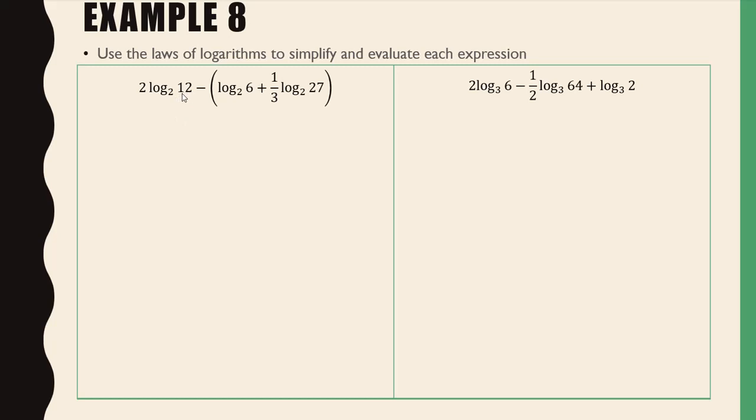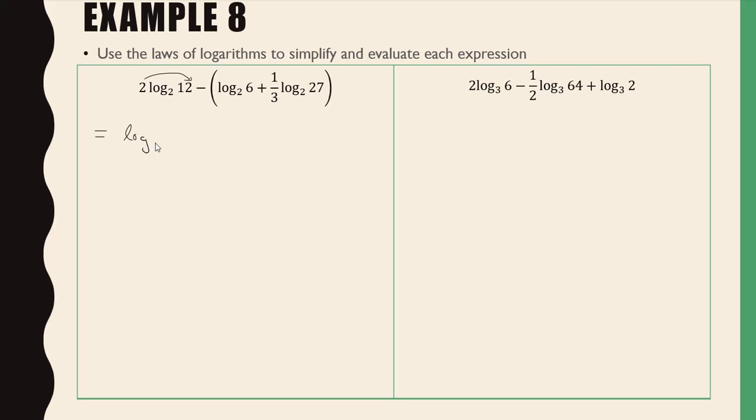Like I look here and I think, oh, I probably can't make 12 become base 2, or I can't make 6 become base 2, or 27 become base 2. But I do notice I've got some coefficients here, and those actually can become our exponents for what's inside of our logarithm. And so let's see what happens there.